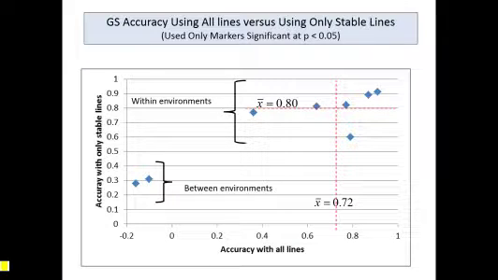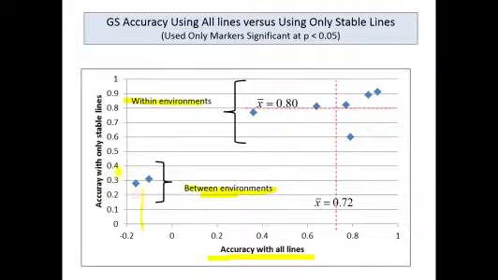And this can increase our accuracy of genomic selection. So here's the accuracy that we obtained when we used data from all lines in the training population to build a GS model. And here is the accuracy we got within environments, shown in these data points up in this part of the graph. And here's the accuracy we got between environments. This one is particularly important. Using all data, our GS accuracy between environments was actually quite poor. In fact, it was negative. That's worse than poor, it's terrible.